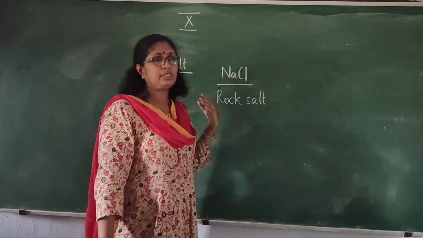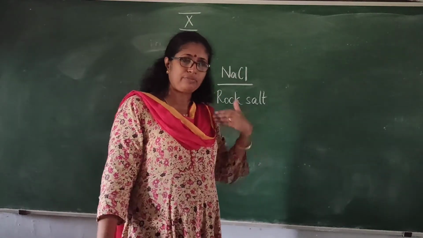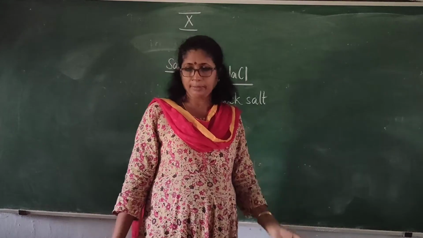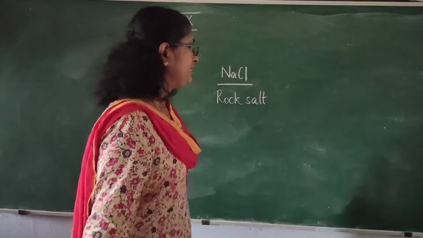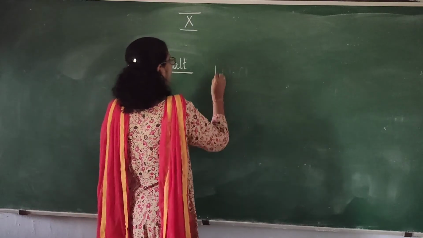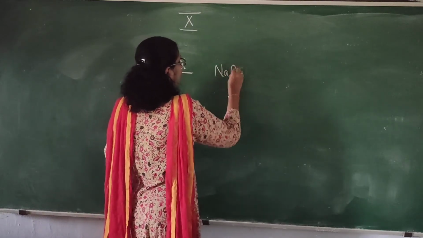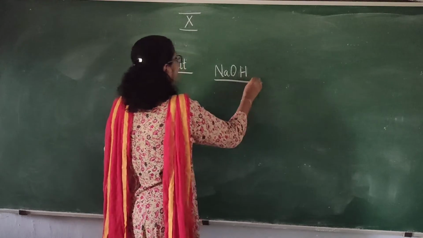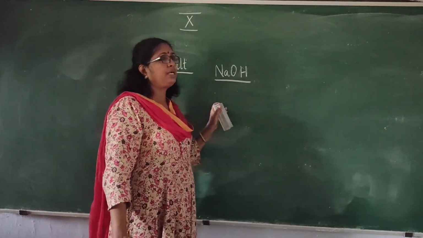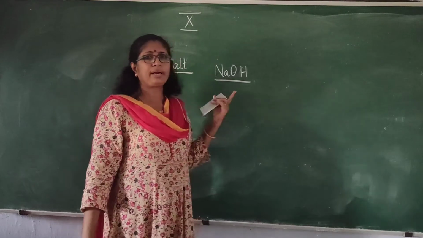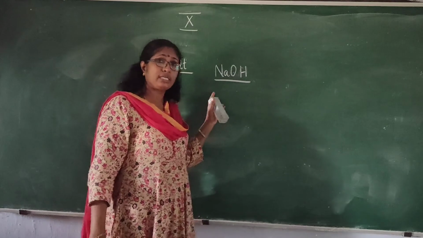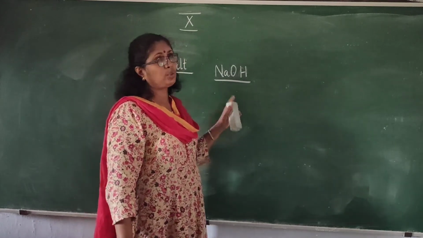Understood? So now what we are going to study is, from this cheap sodium chloride, what are the chemicals you can manufacture. The first one is sodium hydroxide, NaOH. It's a very important chemical used for the manufacturing of soap and so many other things. Now, how is sodium hydroxide manufactured from sodium chloride?